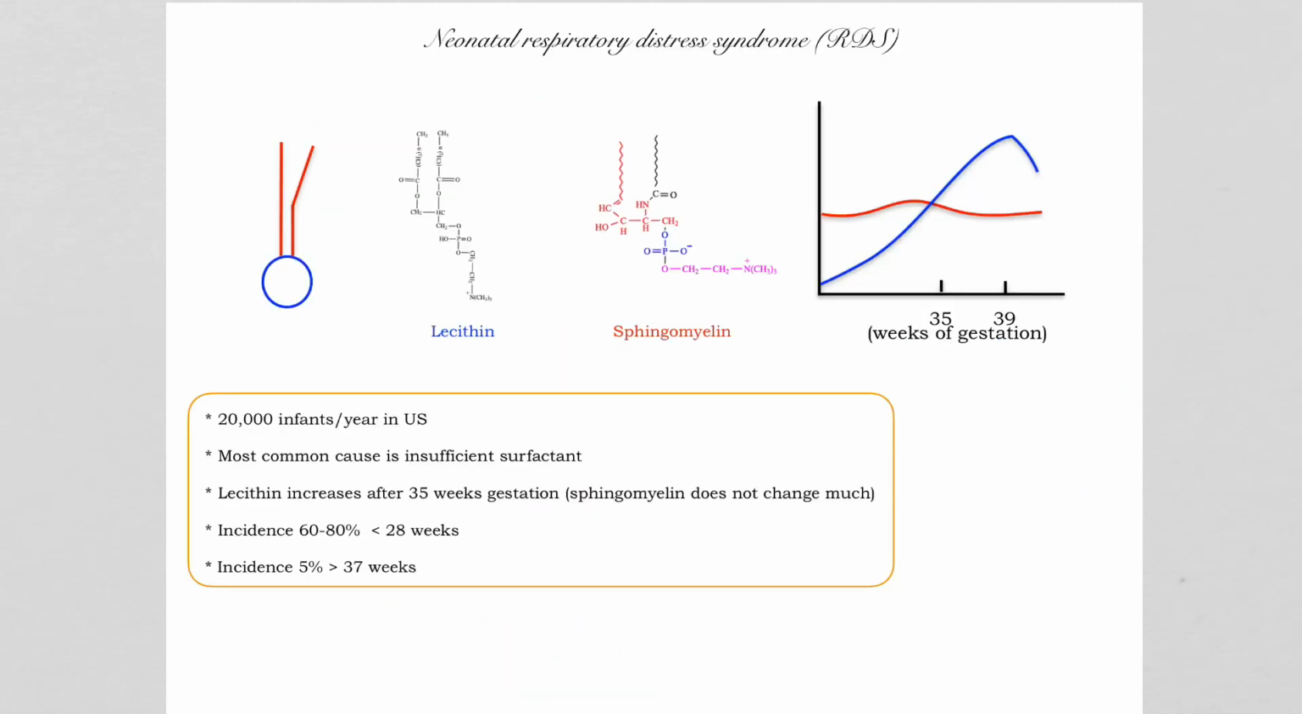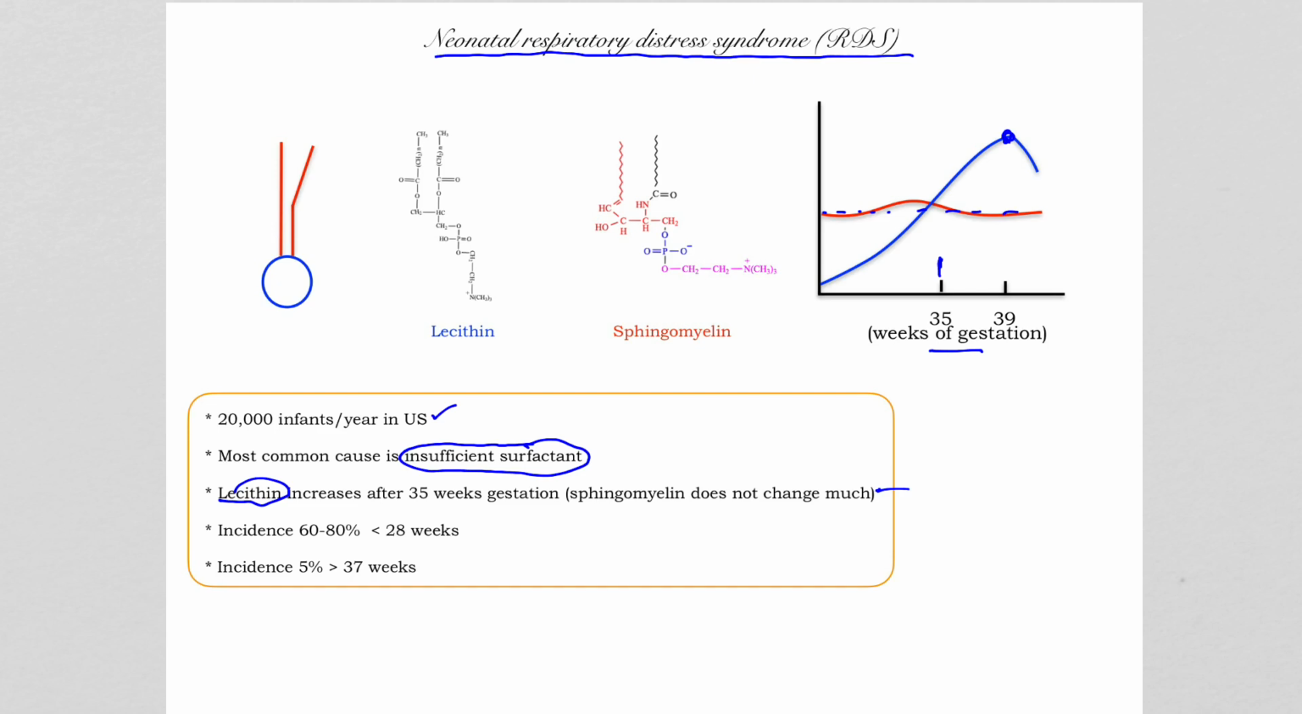Before we leave this topic on lung surfactant, just a few words about this disease called neonatal respiratory distress syndrome, or RDS. This affects about 20,000 infants per year in the US. And there are many reasons for this disease, but probably the most important is the infant is not producing enough surfactant. Okay, so if you look at this graph here, the lecithin concentration starts rising after the 35th week of gestation and then peaks around full term, 39 weeks. Sphingomyelin doesn't change much.